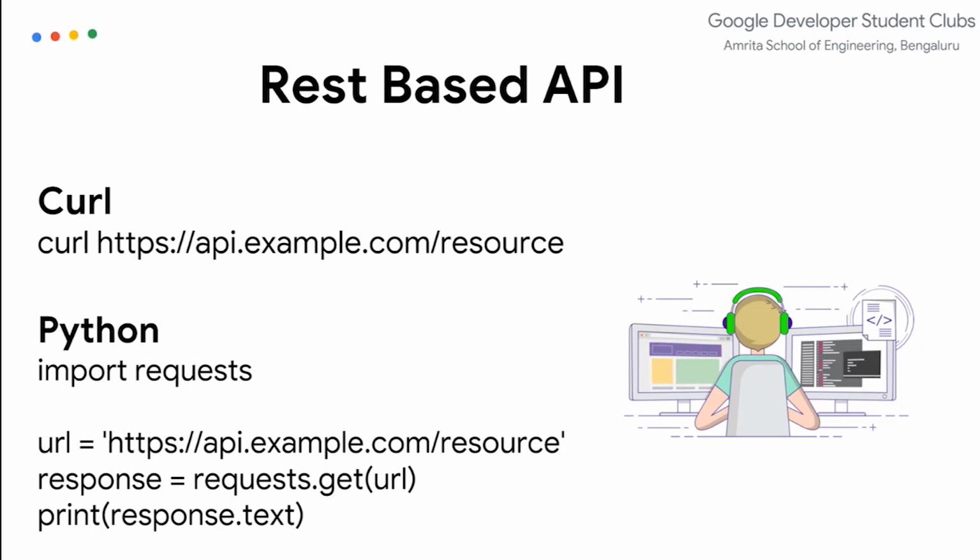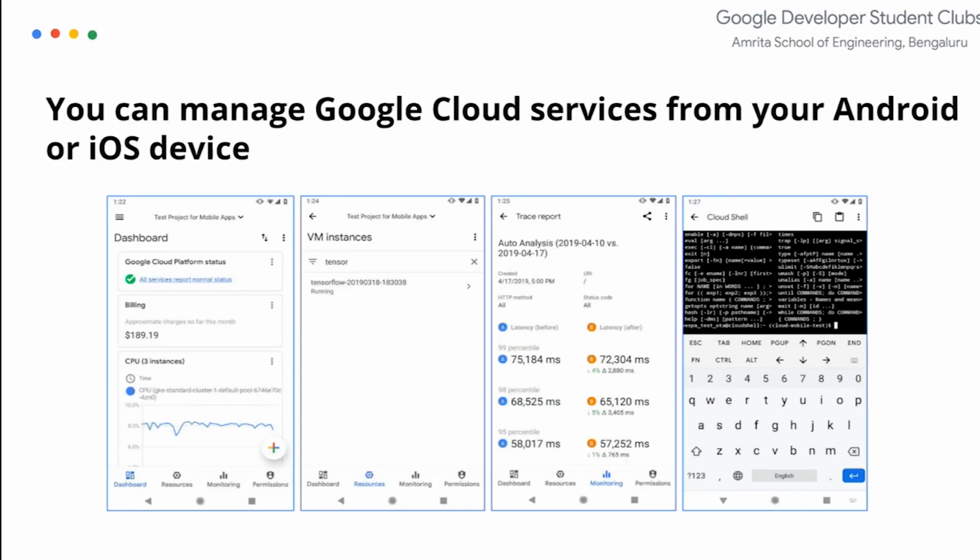IoT. So imagine you want to code with curl using Cloud Shell. You can use this code, and for Python, you can use this one. And this is the console that's provided for your Android or iOS phones and devices.